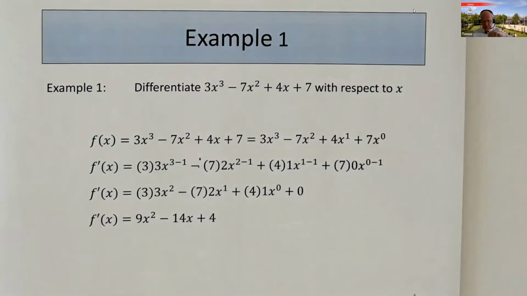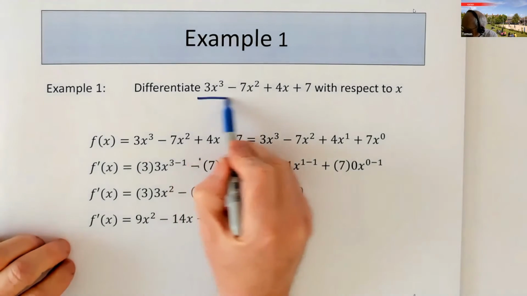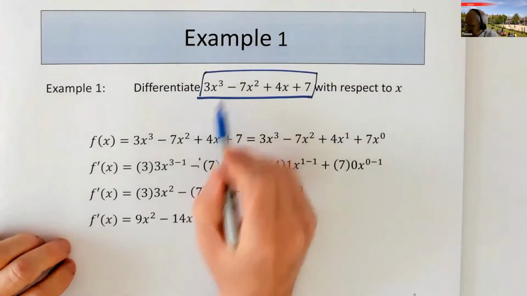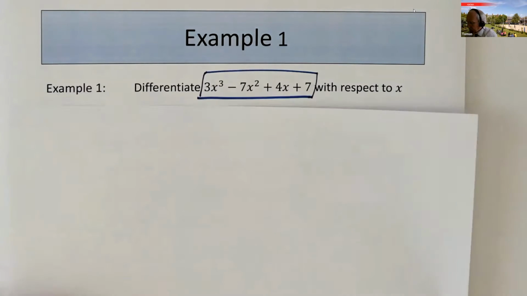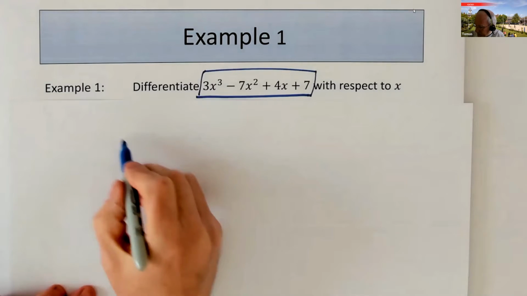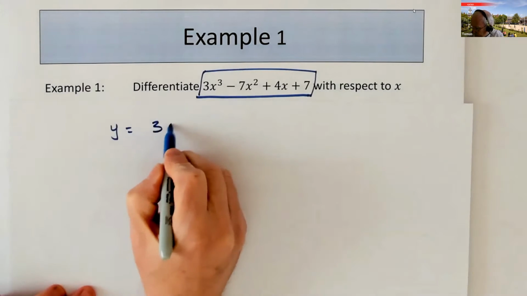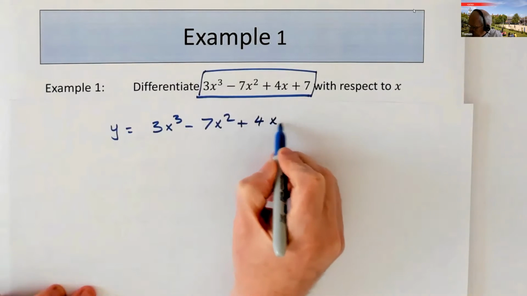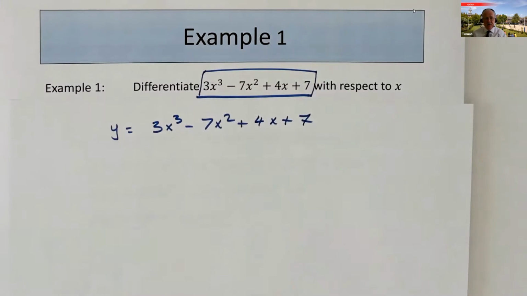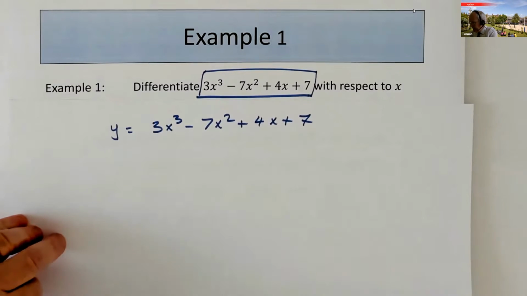So, what have you got to be able to do? Differentiate: y is equal to 3x cubed minus 7x squared plus 4x plus 7. You might just write down the answer for that. So give that a go.